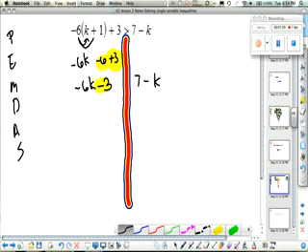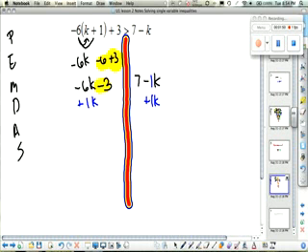Now, I'm going to choose this k because I want to show you what you should do when you flip the sign. If I add 1k, there's an invisible 1 there, to both sides, those cancel. And the only thing left over here is going to be a 7. Negative 6 and 1 make negative 5k minus 3.